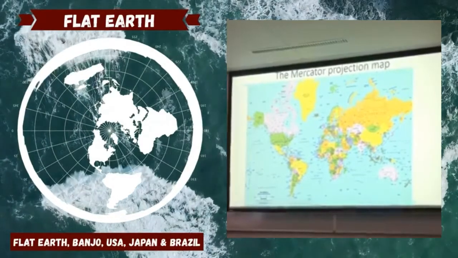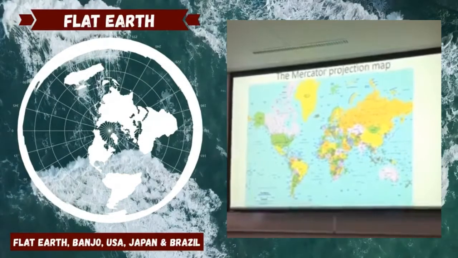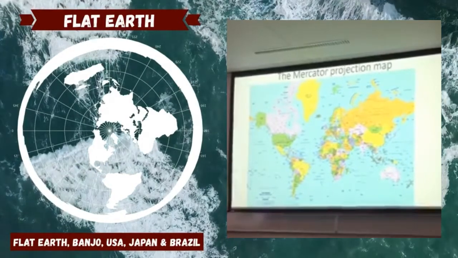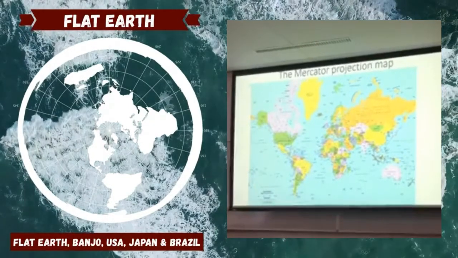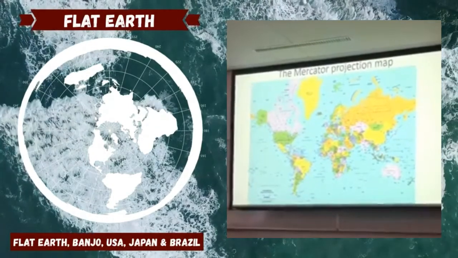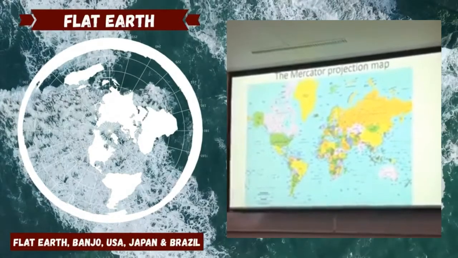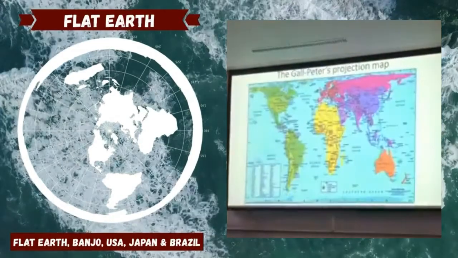For instance, Alaska is nearly as large as the USA. Greenland is roughly the same size as Africa. Europe is only a bit larger than South America. When in reality, I'll show you another.